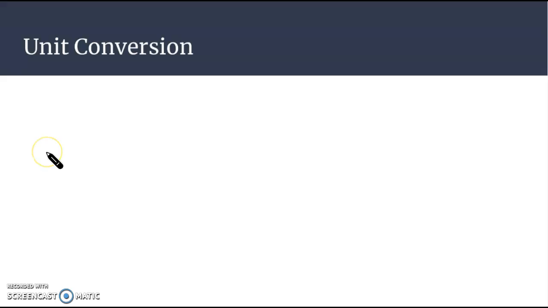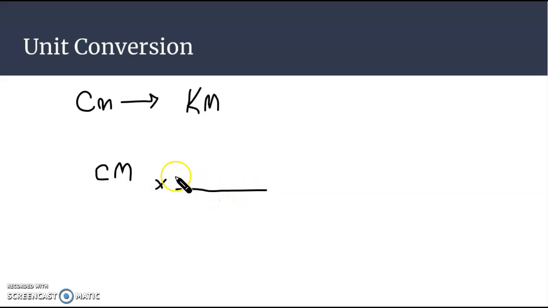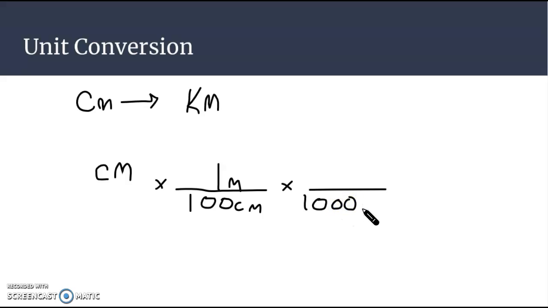Let's say you were going to convert centimeters to kilometers. Well, you have to know the conversions for those, and there's two ways to do this. Say you had a certain number of centimeters. You want to multiply that by the ratio of meters to centimeters, and we know there are 100 centimeters in 1 meter. And then we also know that there would be 1,000 meters in a kilometer.